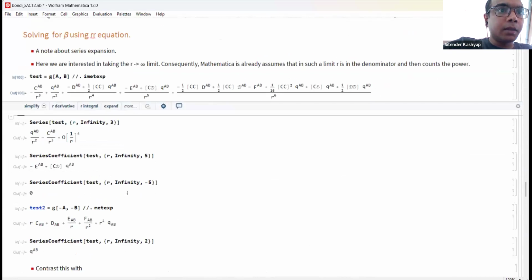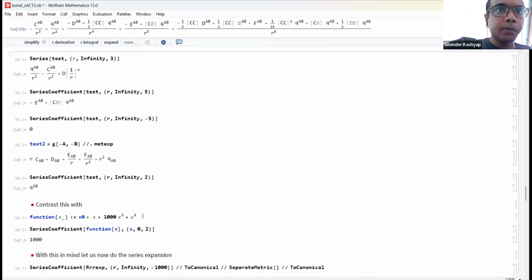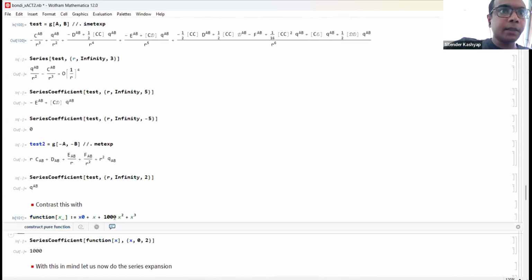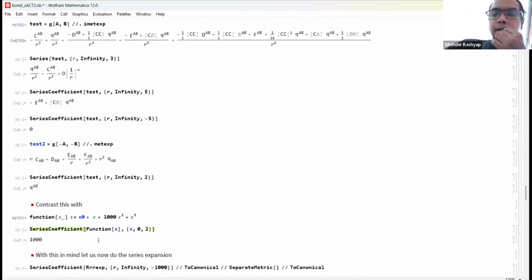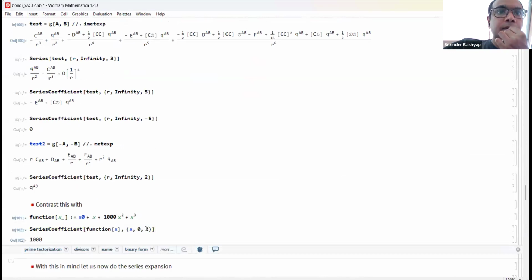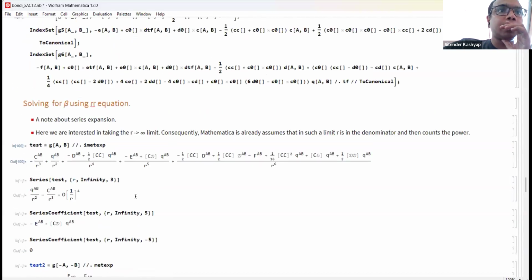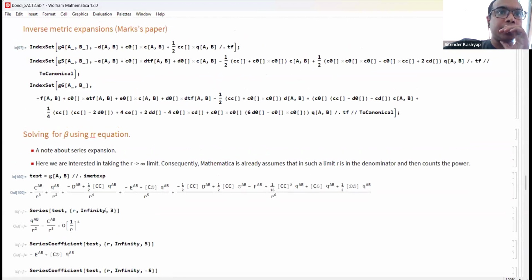So let's recall one thing. Suppose we have a function f of x, x naught, x 1000. If we ask Mathematica to give us the coefficient of the second order term, it is giving us that, okay? But notice that this expansion is about x equal to 0. So the power which we want and the power which it gives is essentially the same. But this is not the case when we have r going to infinity.